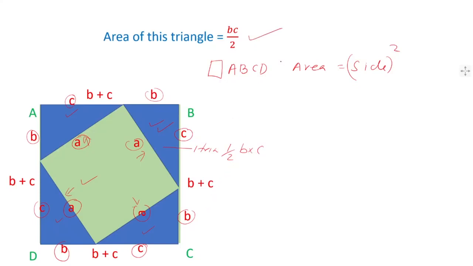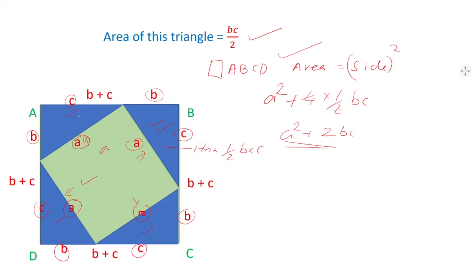So if I am trying to find out the area of ABCD, I will add the green colored square, which is A square, plus 4 blue colored right angled triangles, 4 into half into BC, right? Which can be written as A square plus 2BC, the 2 cancels the half. This is the area, without doubt.